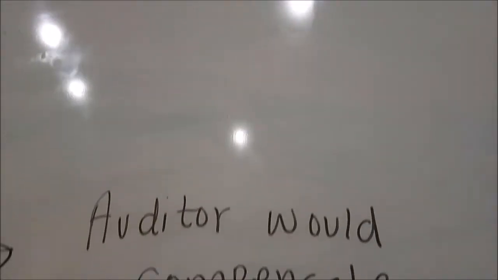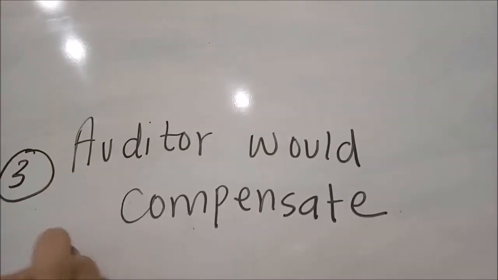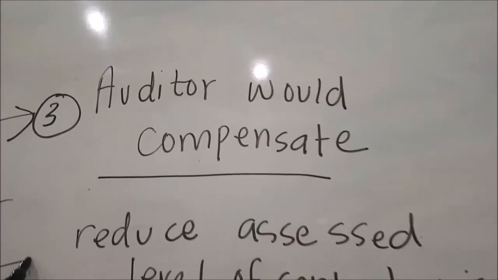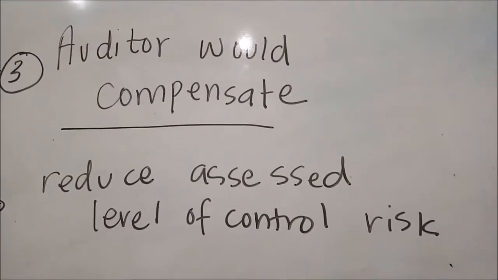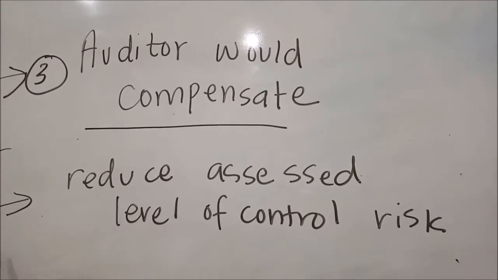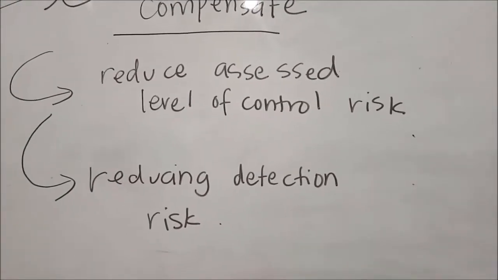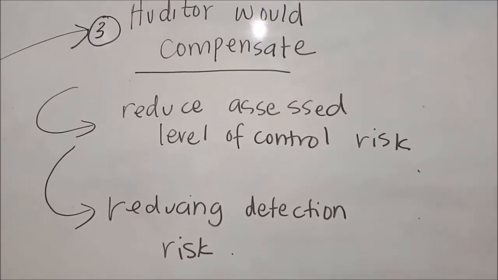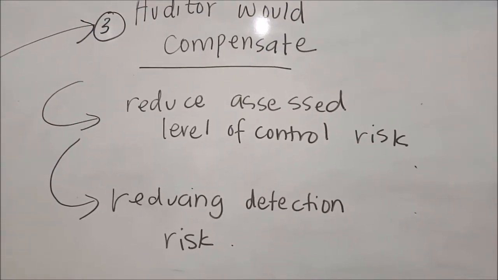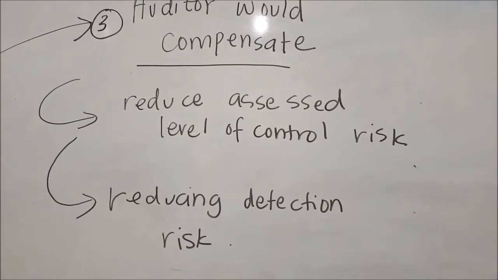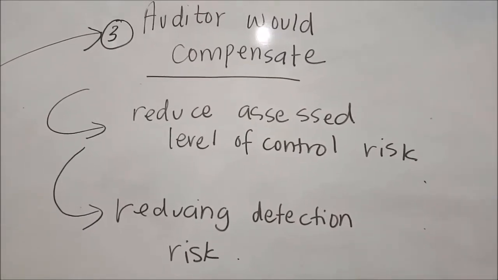The auditor would compensate for this by either reducing the assessed level of control risk where it is possible and supporting the reduced level by carrying out extended or additional tests of control, or reducing detection risk by modifying the nature, timing, and extent of planned substantive procedures.